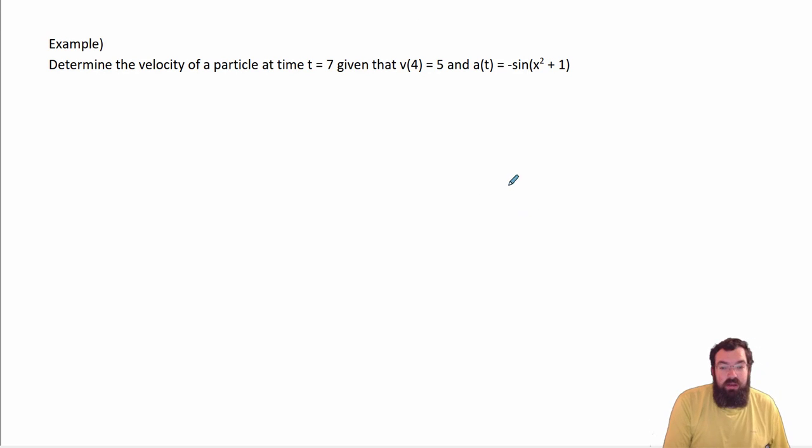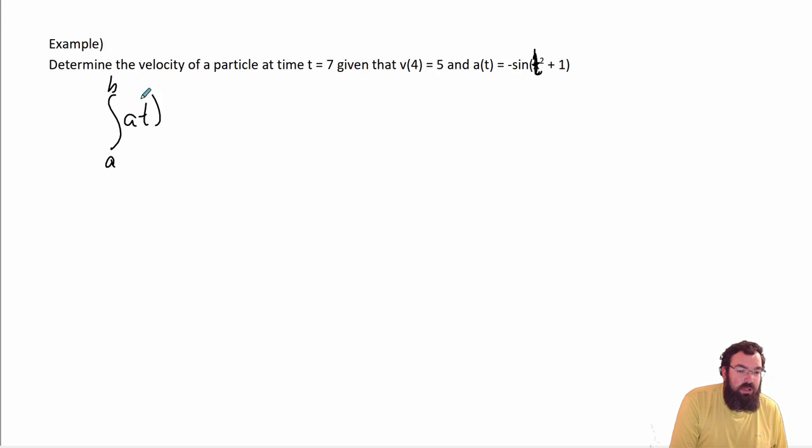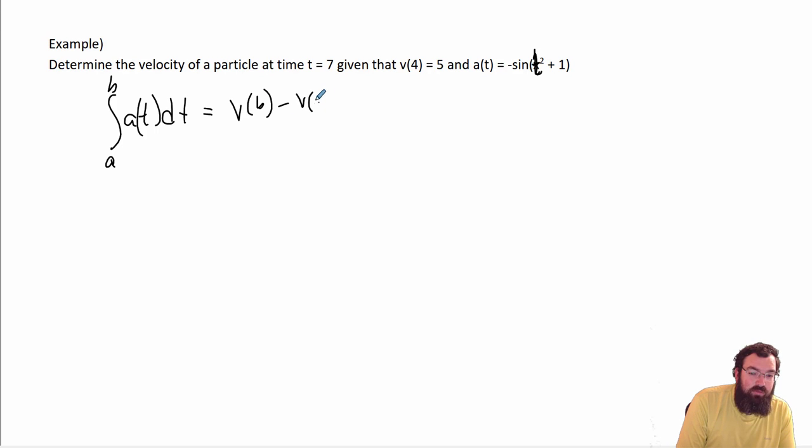Okay, so velocity we know is v of 4 is equal to 5, and then the acceleration is this. Okay, and this should be a t, not an x. It should be a t in there. Okay, a of t is equal to 7, and I want to find the velocity at 7. So what that means is I'm basically taking the integral from a to b of my acceleration, a of t dt, and that's going to be equal to v of b minus v of a, right? If I integrate the acceleration, I get velocity of b minus velocity of a.